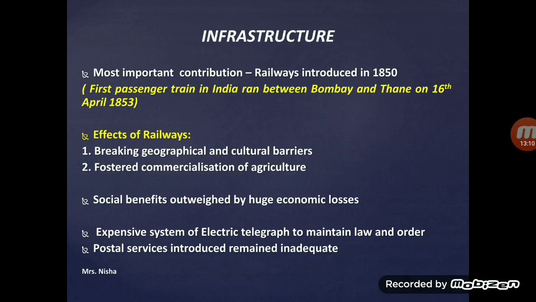1853. Now children, due to the introduction of railways, we could see that there were some social benefits also, but there were economic losses also. Why so? Because basically railways had two impacts. First, breaking geographical and cultural barriers. Now what do we mean by that? Obviously, breaking the geographical barrier means that people will be able to undertake long distance travel. So they will be able to go to places, and that will break the geographical barrier.